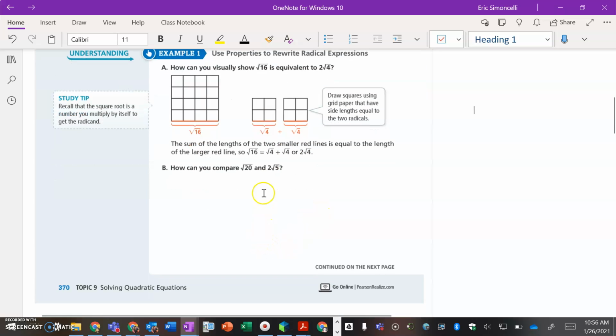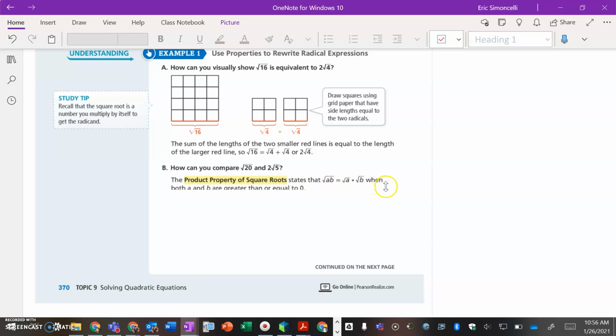How can you compare the square root of 20 and 2 root 5? The product of square roots states that the square root of AB is equal to the square root of A times the square root of B separately. Notice that they've kind of pulled out, so to speak, each respective part. So there's the root A, that radicand on its own, separate from that radicand, as you see, root B. Again, when both A and B are greater than or equal to 0, this will hold true.